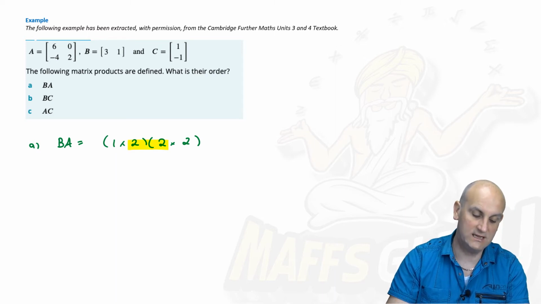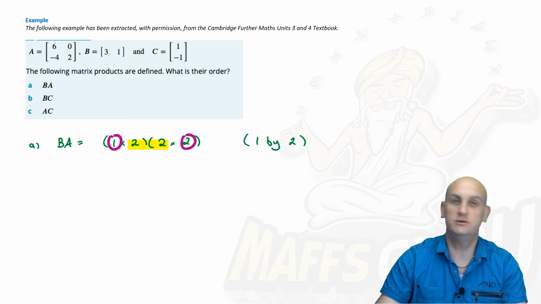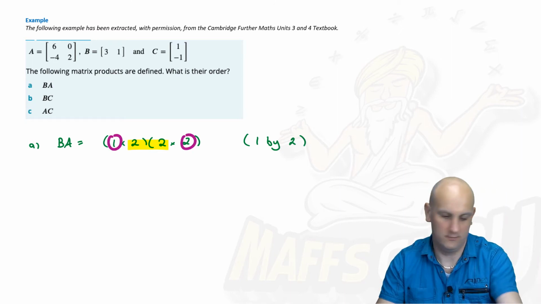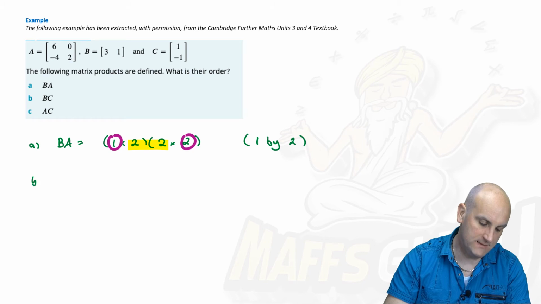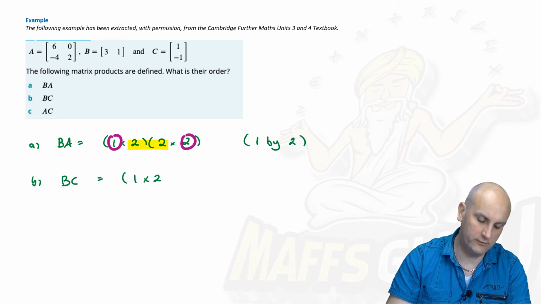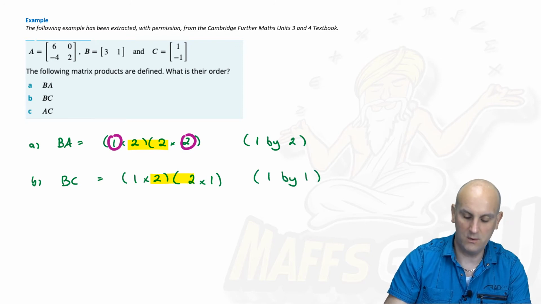And so in which case, the order of their result would be the outer two values, which is 1 by 2. Why is that? Because 1 by 2. It even gives you the order of the answer. Part B, BC. B was a 1 by 2 and C was a 2 by 1. So the middle values are the same, hence they are defined. And so my answer is going to be a 1 by 1.